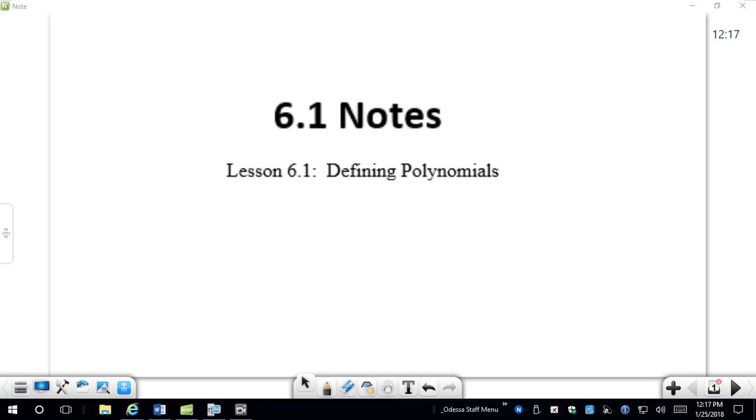Now this might not be a new word for some of us. We may have talked about this last year. You may have seen this in 8th grade. For some of us, this might be a brand new word. So today we're going to spend our time talking about what a polynomial is.